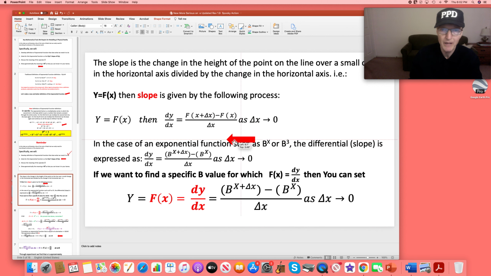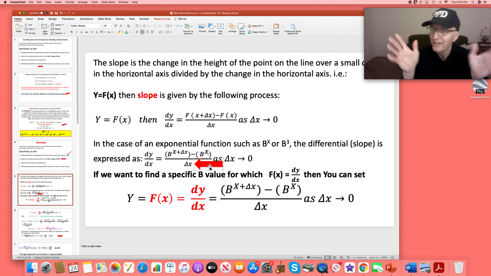Now, in the case of an exponential function such as b to the x, the differential slope is expressed as dy by dx equals b to the exponent that has been increased by delta x. That's the function b to the x, so a little bit more of an x will give you b to the x plus delta x. And what you had before was just b to the x, so you subtract that. Now you get the change in the height. And then down here you have delta x, that's the change in the base. That is the slope.